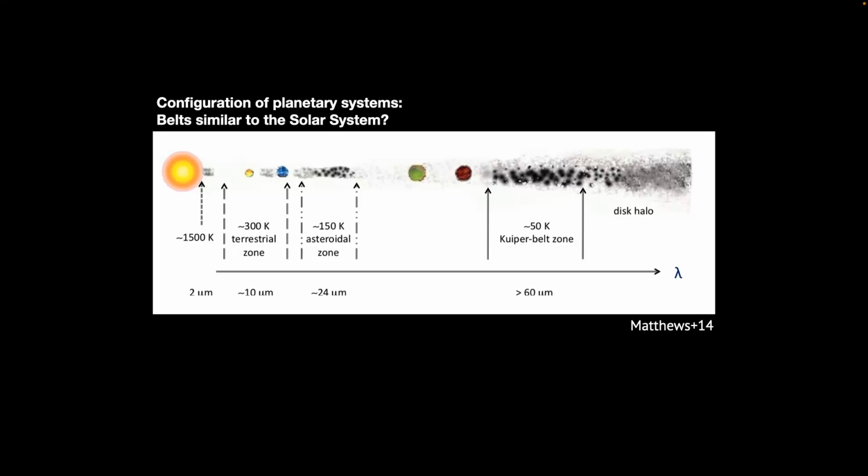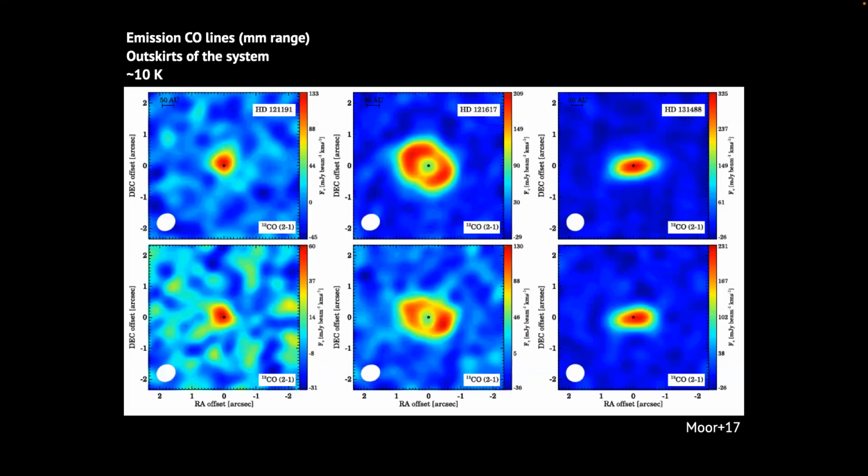But these systems are not just this. We now have plenty of evidence that there is a lot of gas in these systems. We had this evidence for years, but it was mostly established 5-10 years ago, when we started detecting a lot of gas with ALMA in the millimetric and submillimetric range in the outskirts of the systems. So this gas is really cold because it's quite far from the star, and it's very stable. It's mostly emitting, not so much absorbing.